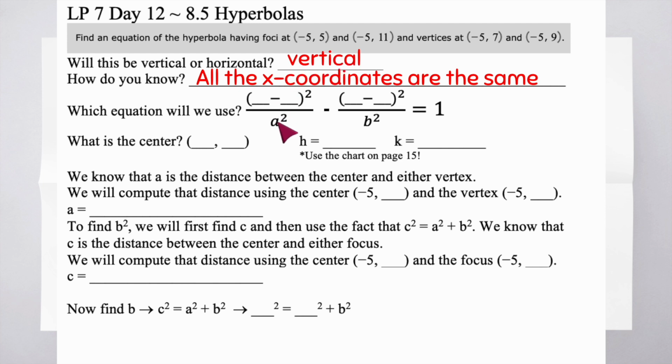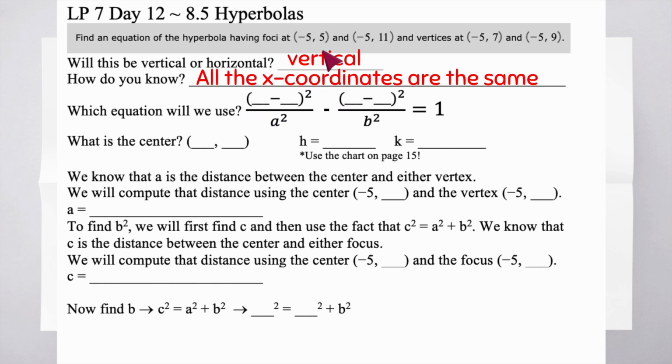For a hyperbola, you're always going to have a squared and b squared on the bottom, and you're always going to have 1. And one of the two terms will be subtracted. That's a big difference between circles and ellipses, which have a plus sign. But in a hyperbola, because the two parabola-like shapes are going opposite each other instead of coming together, they are subtracted.